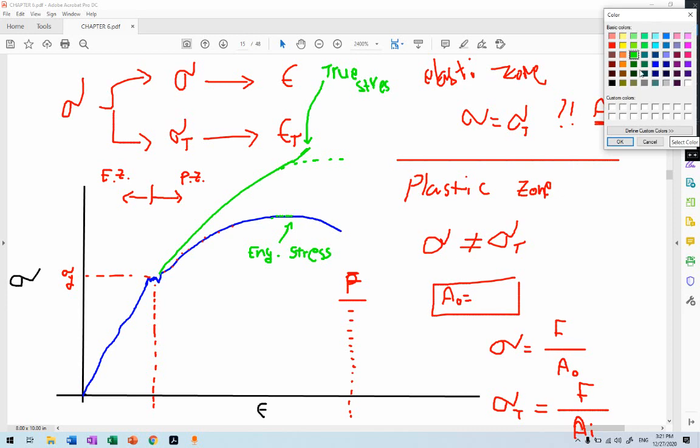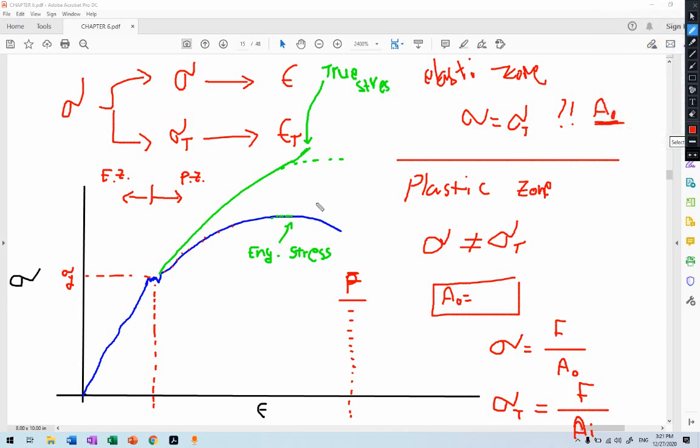That's why we said that in a plastic zone, for any point you take, for example, if I take a point, I can have an engineering stress, which is the blue one, and I can have a true stress, which is the green one. If you go up from here, you will have two things: you can find the engineering stress or you can find the true stress.